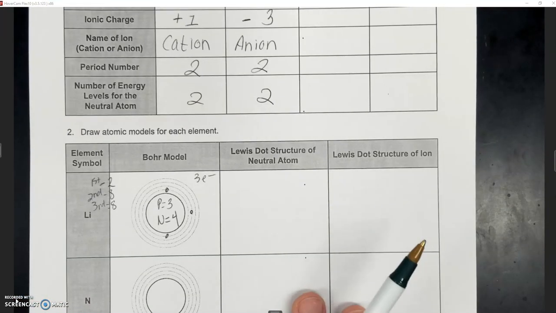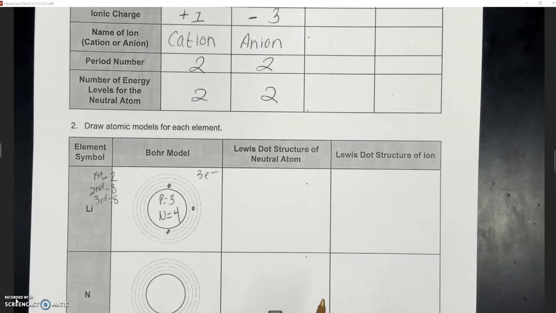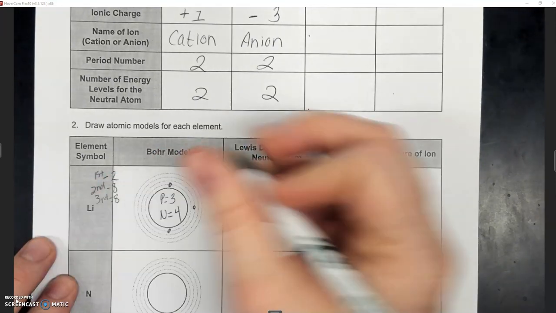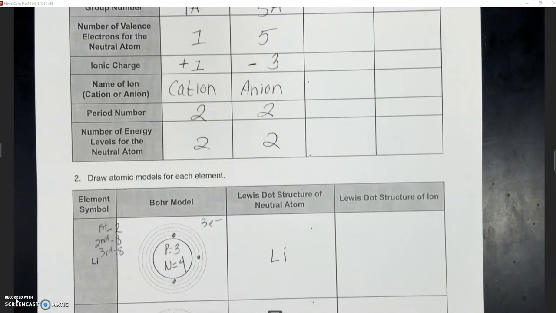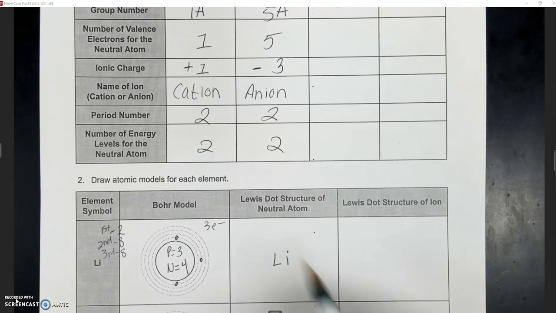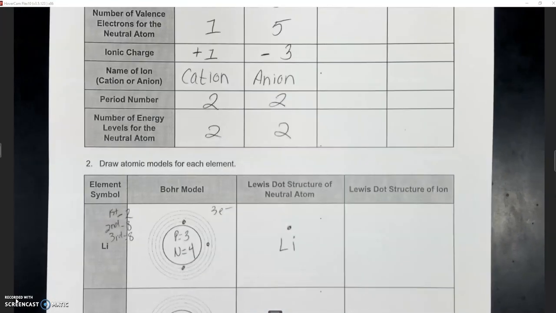What is the Lewis dot structure for the neutral atom? Remember, the Lewis dot structures show the element symbol and the valence electrons only. Well, the symbol for lithium is Li. How many valence electrons does it have? It only has 1, so you only need 1 dot.